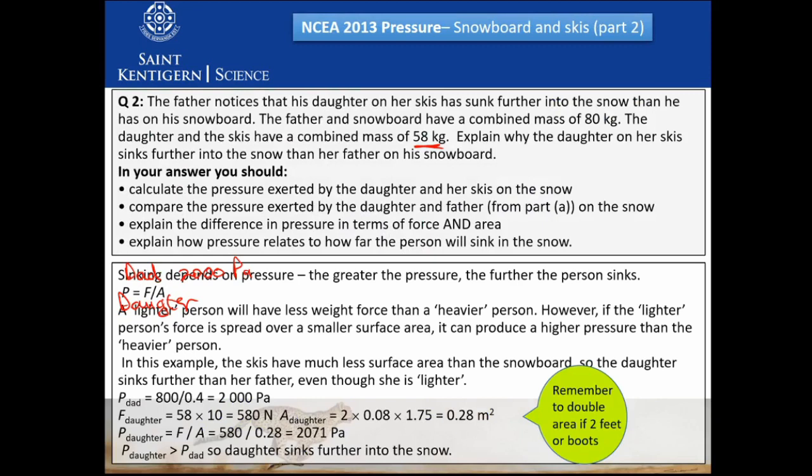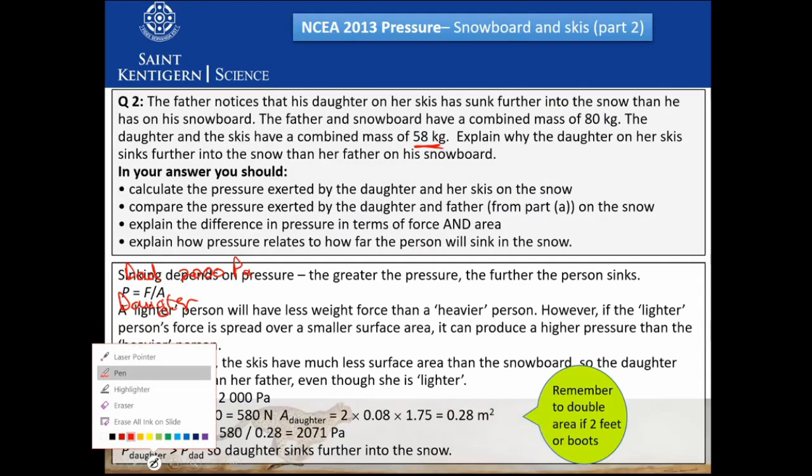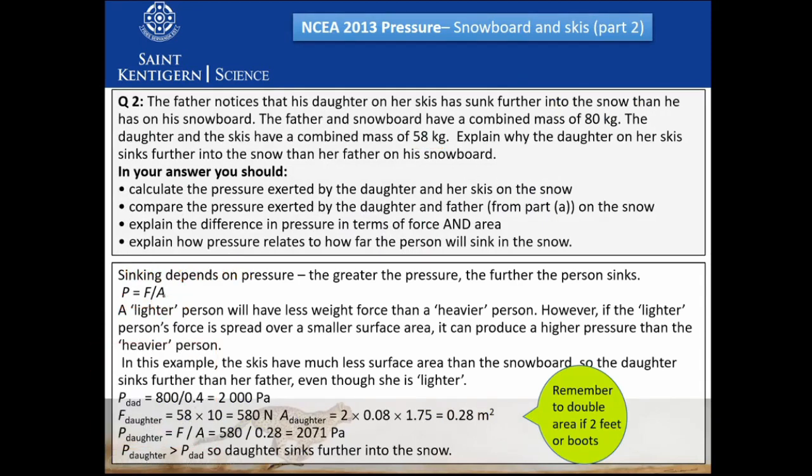You can see here that sinking depends on pressure. The greater the pressure, the further the person will sink in. The pressure is force over area. The lighter person will have less mass and less weight force than a heavier person. However, the lighter person's force is spread over a much smaller surface area. It can produce higher pressure than the heavier person. In this example, the skis have a much smaller surface area than the snowboard, so the daughter sinks further into the snow. So the dad, we said, is 2,000 Pascal.